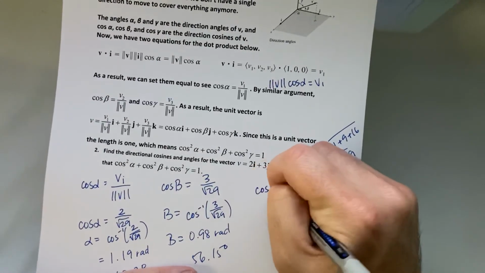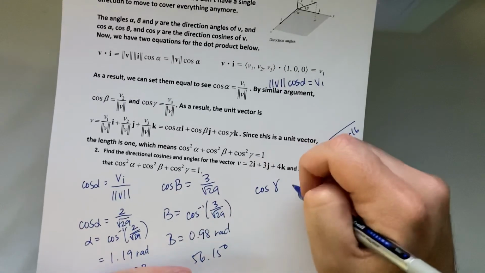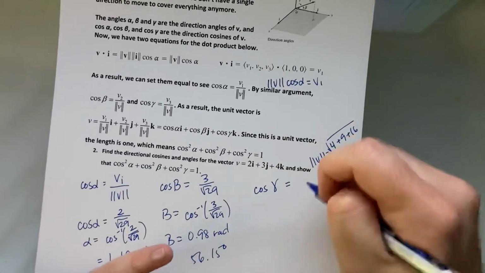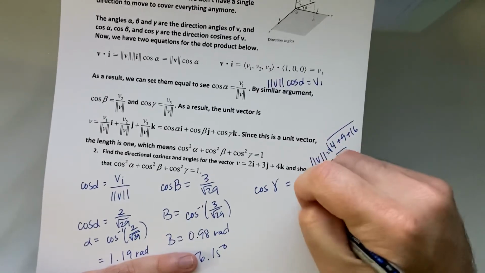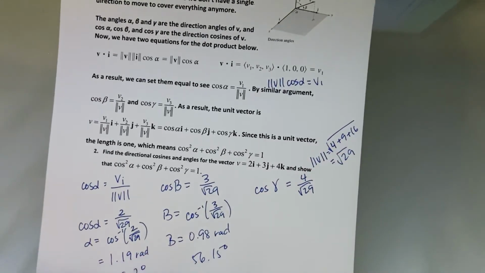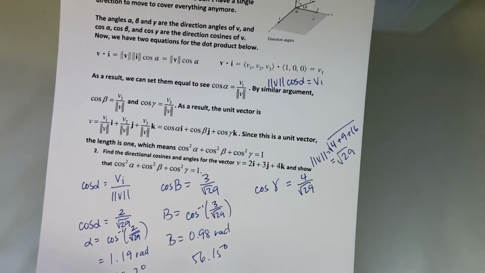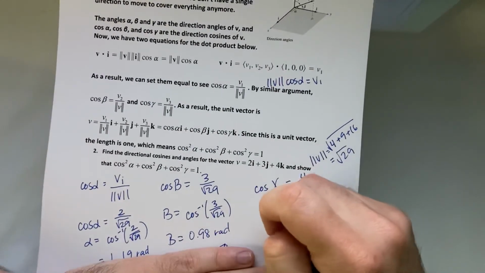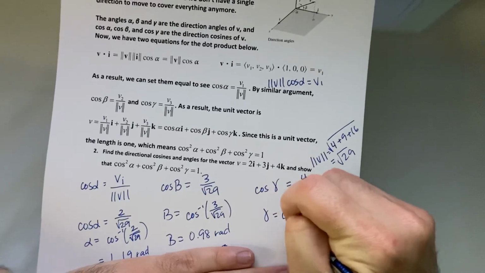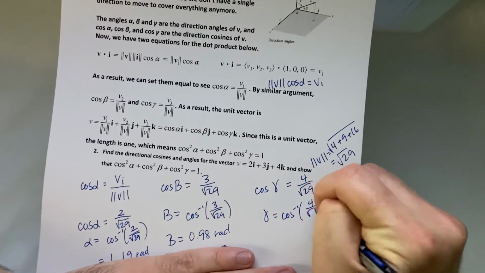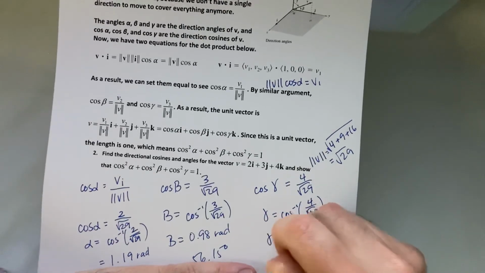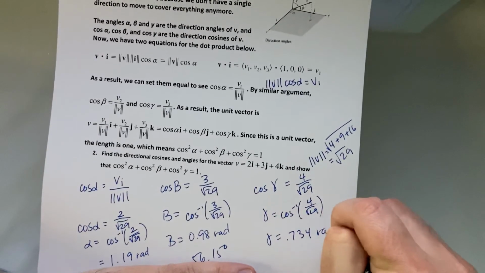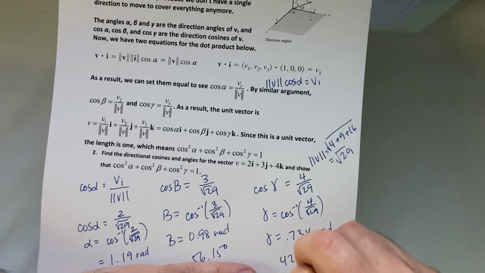We can do the same thing with omega, at least what I hope is omega. I'm not great with my Greek alphabet. Sorry. It's this weird downward shaping fish symbol. This means omega is the cosine inverse of 4 over the square root of 29, which is 0.734 radians, or 42.03 degrees.